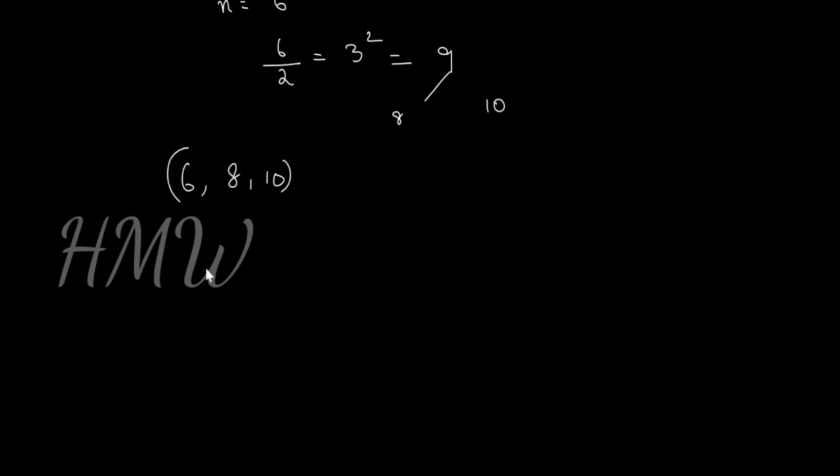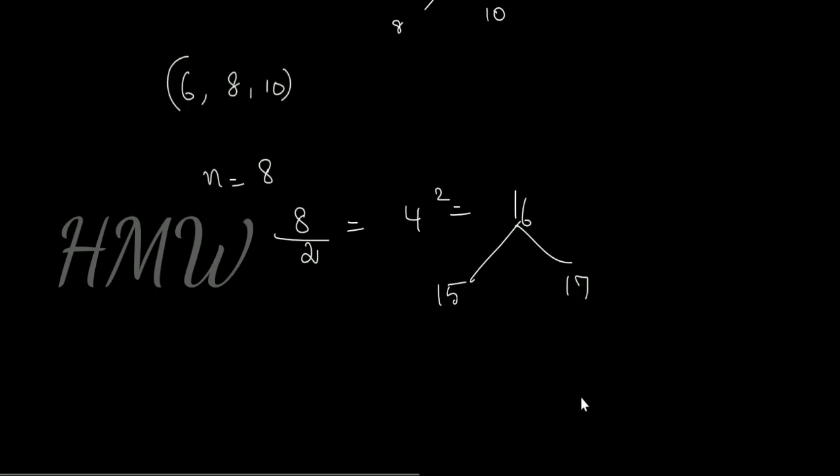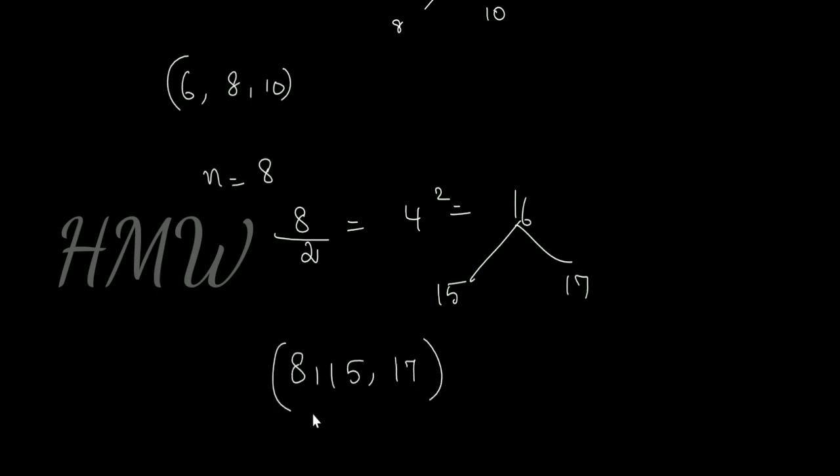We'll take another example. N is 8. So divide by 2. 8 by 2 is 4. Square this. So 16. 16 lies between 15 and 17. So the Pythagorean triplet is 8, 15 and 17.